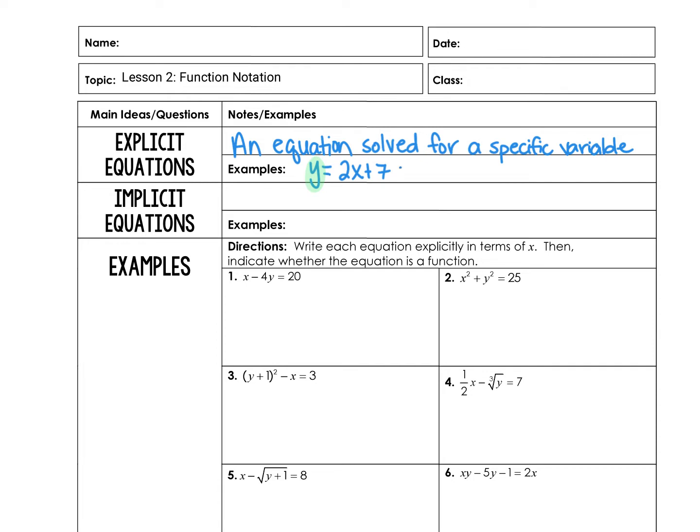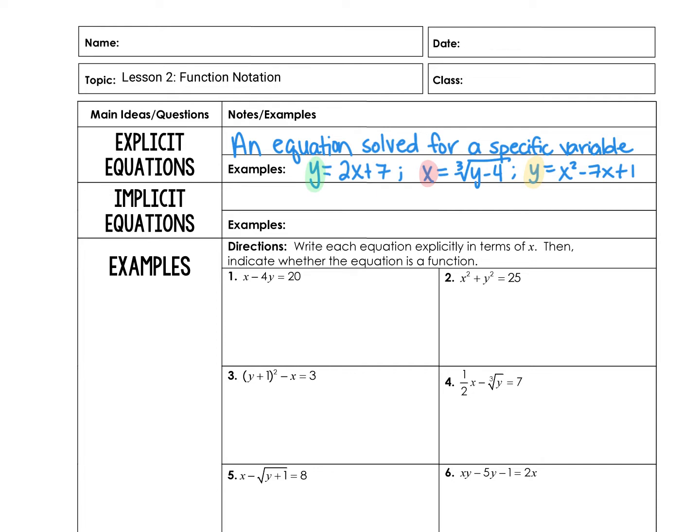All right, another example could be x equals cubed root of y minus 4. In this case, our equation is solved for x. We have a variable by itself on one side of the equation. Another example could be y equals x squared minus 7x plus 1. In this case, we have solved, or despejado, our y.